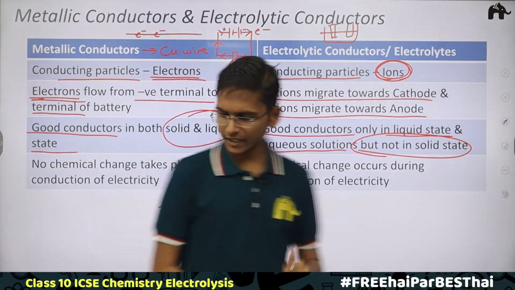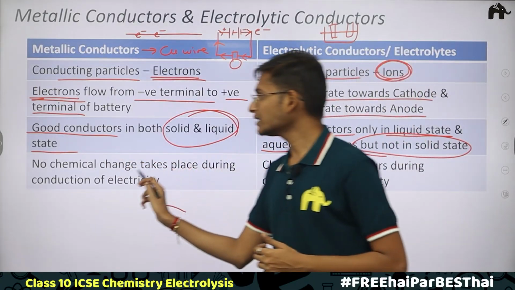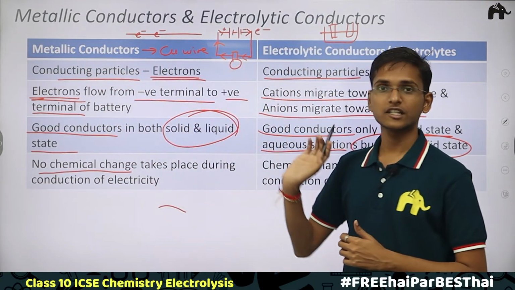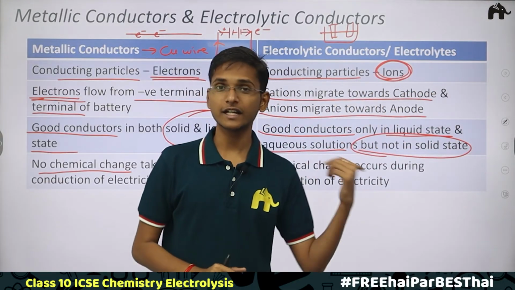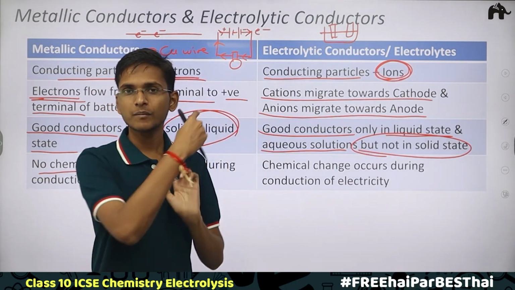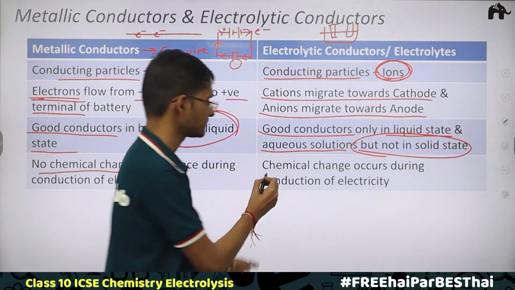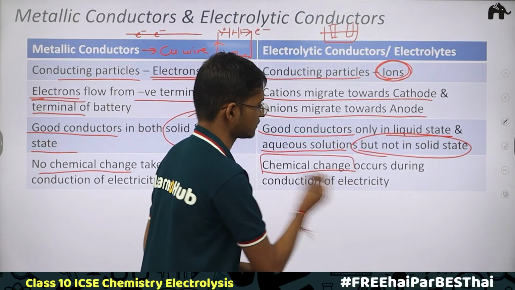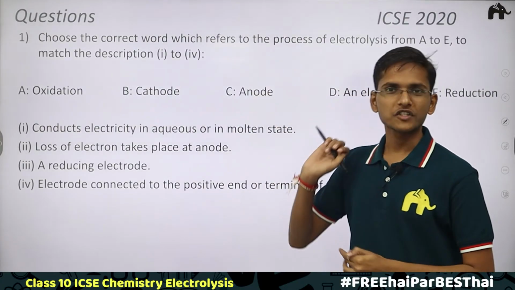Next is, no chemical change takes place when the conduction of electricity takes place through metallic conductors. No chemical change. But we have studied that in electrolytic conductors or in electrolytes, when we pass the electric current, chemical change takes place, right? So that's it.